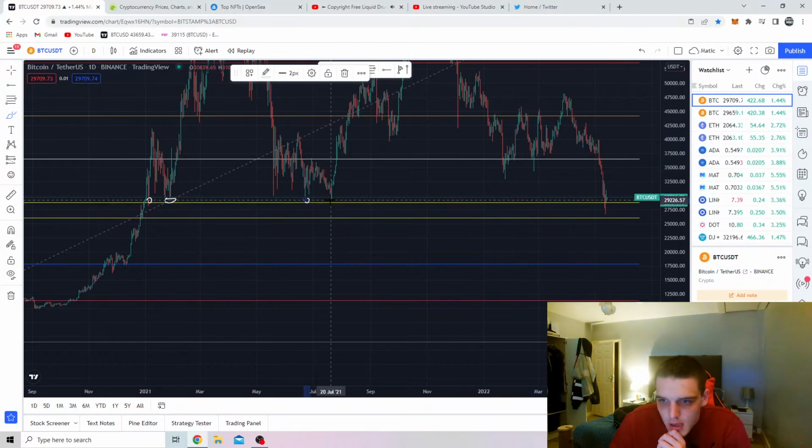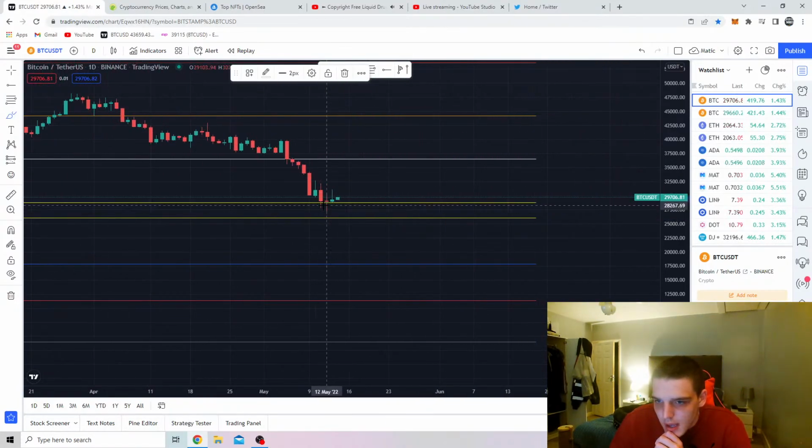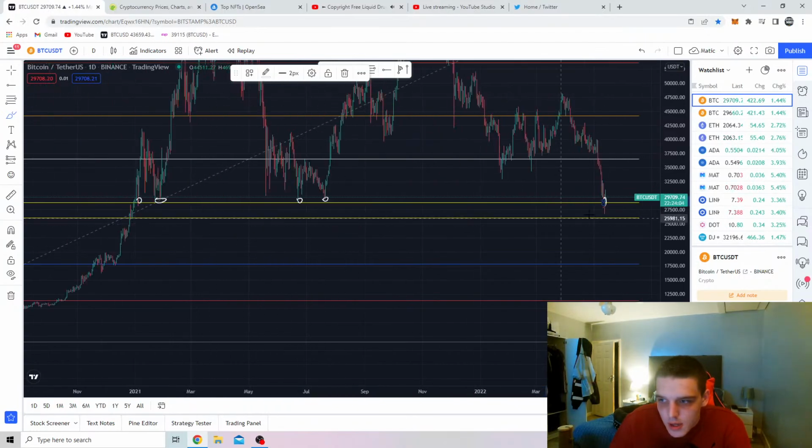As you can see here, you might class that as a touch potentially, but it's very, very close. And then if we zoom in at the moment, yeah, we did wick down, we took out the lows here. This is the lowest point, we took out those lows, and that's kind of what we wanted to see.